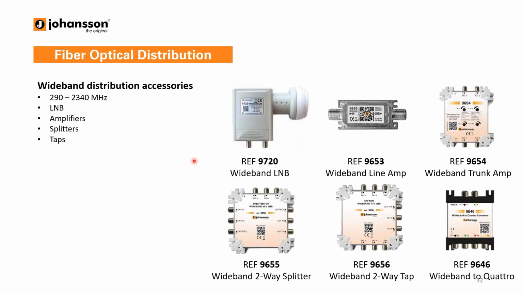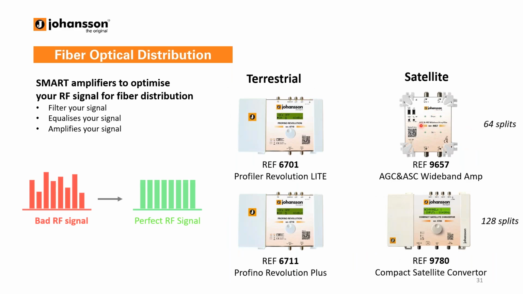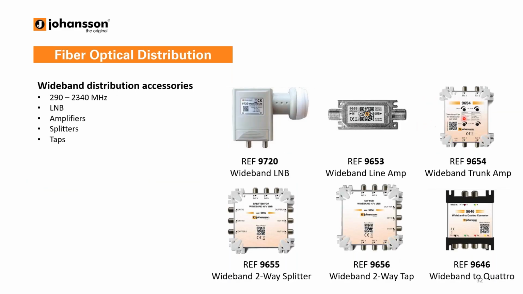So we also have a number of wideband distribution accessories. Of course, the LNB, which I already explained. We have a line amplifier. We have a trunk amplifier. This is basically more or less the same as this one, but the main difference is that this one is not with AGC or automatic gain control and slope control. Here you have to adjust it manually. And then we have two-way splitters, two-way taps, and we also have a wideband to quad-core converter, just for your information.